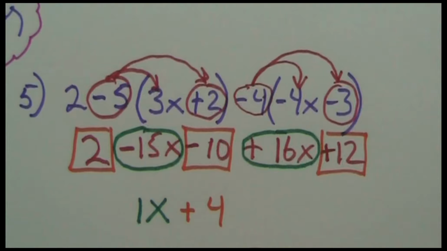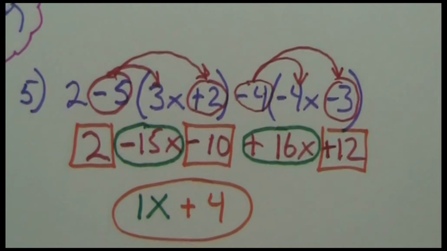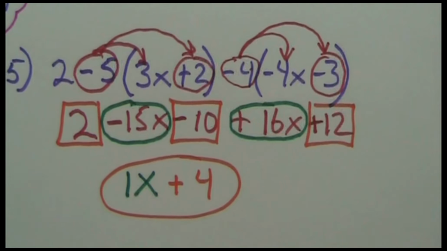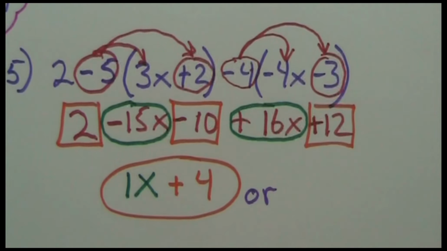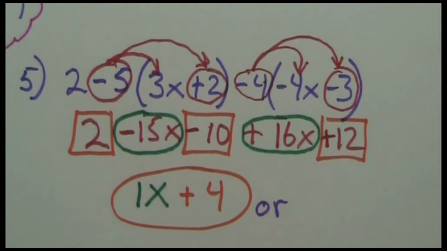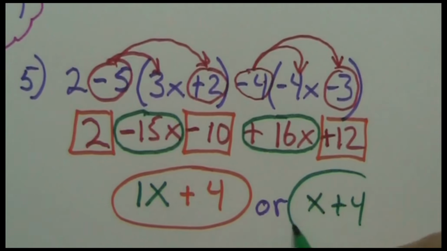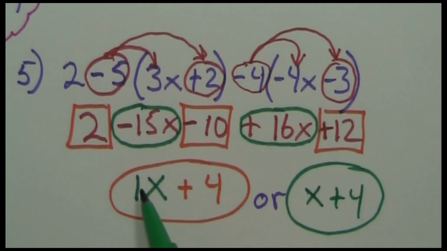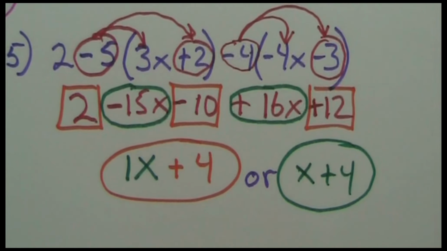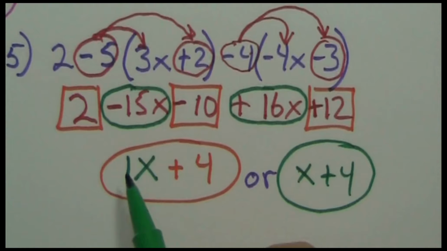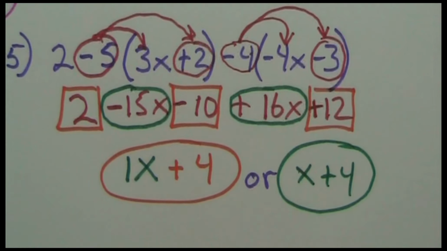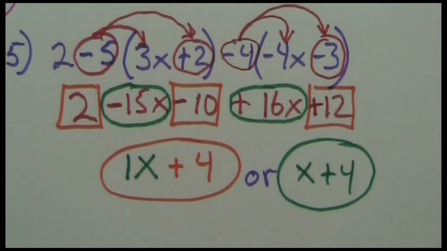All right, so that is your answer. So it could be written like that, or it could be written as just x plus 4. Okay, so you don't have to put the 1 there. Many times they don't put the 1 there. Remember, it's the invisible, miserable 1. Why is it miserable? Because 1 is the loneliest number.